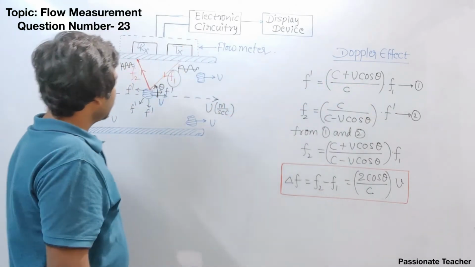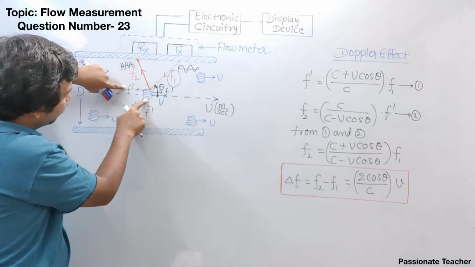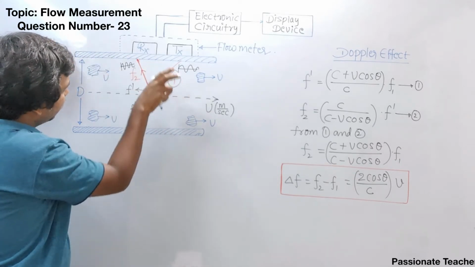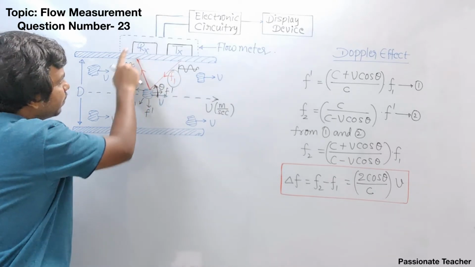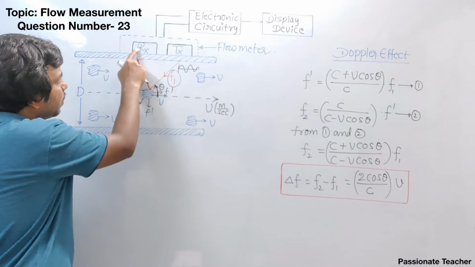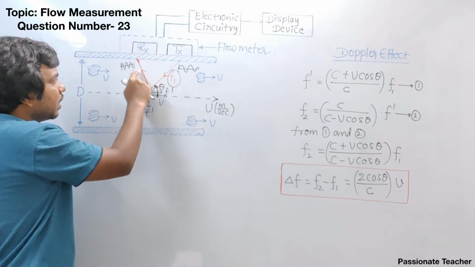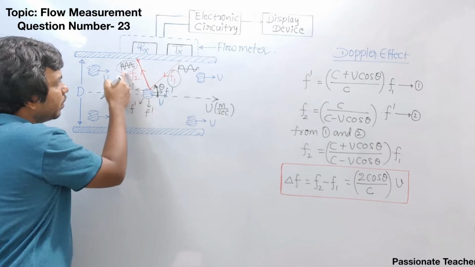Now when it comes to F2, once the wave is scattered by this moving observer, it will transmit in all directions. As we have the receiver at a fixed position, one of the scattered waves will reach the receiver. Right? So when the receiver is receiving the signal, the frequency of this signal is going to be F2.